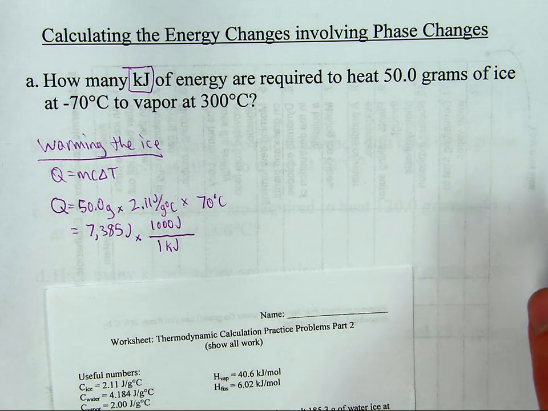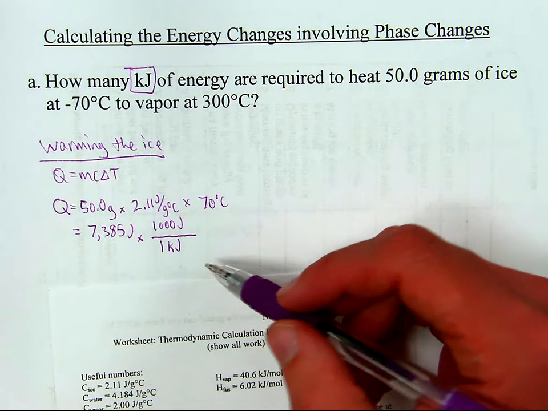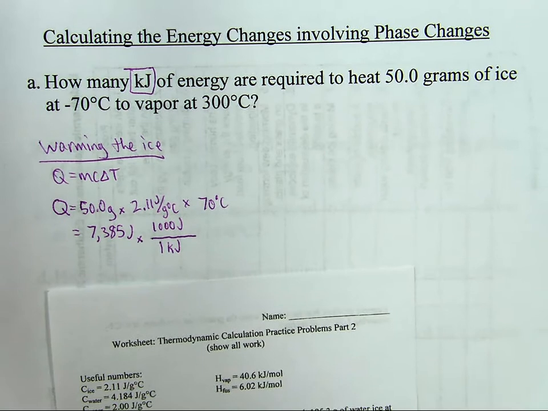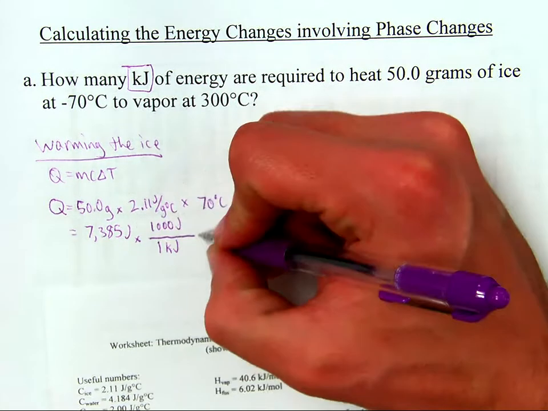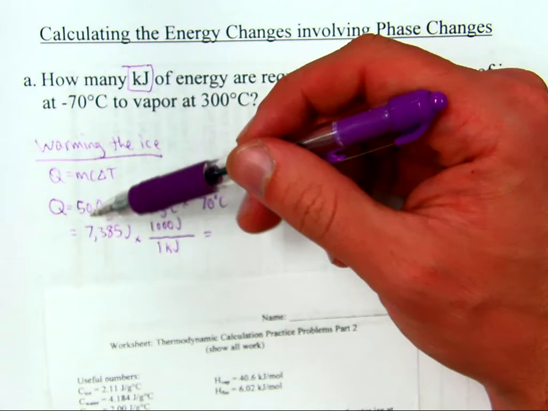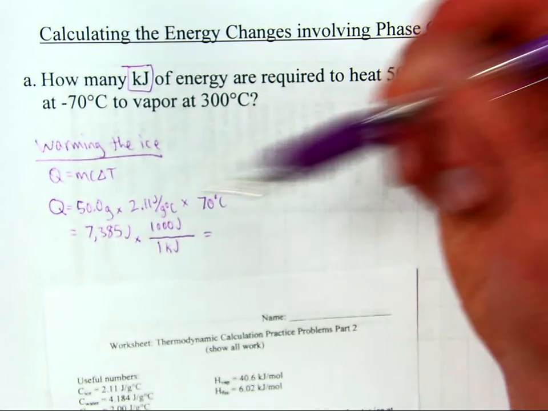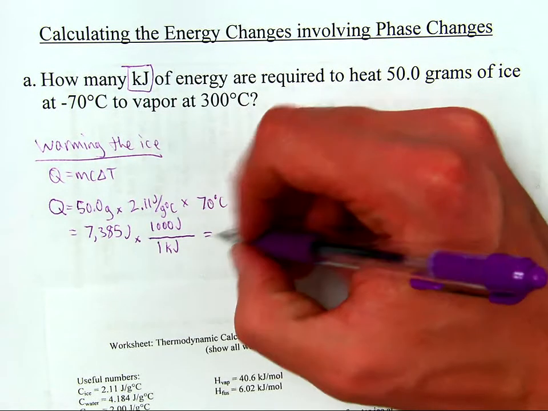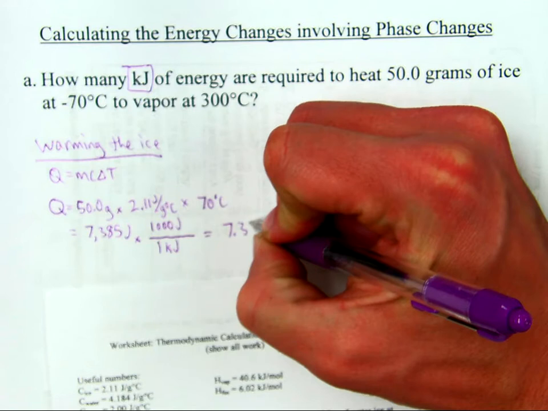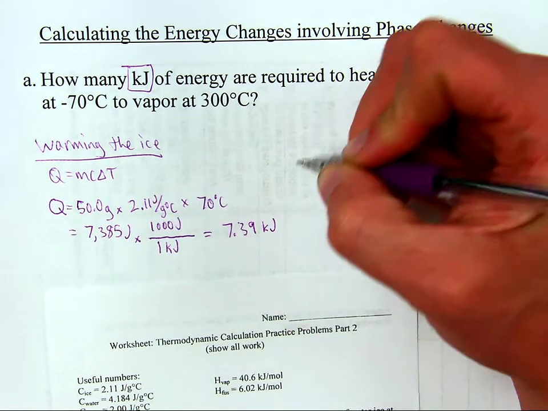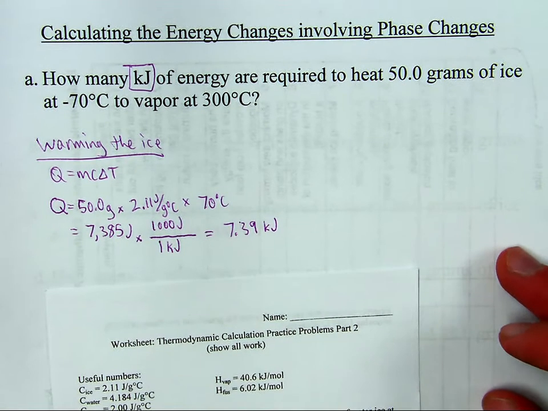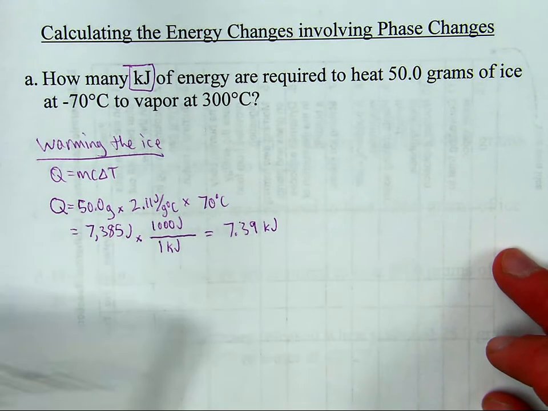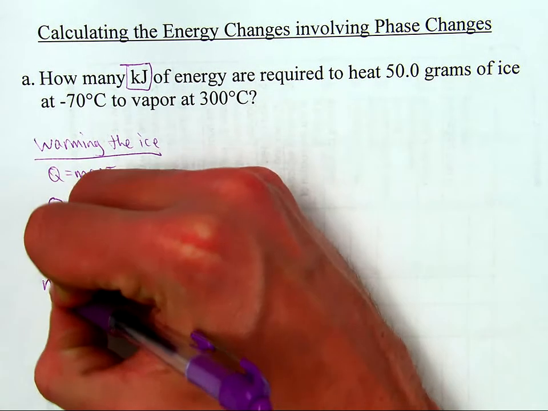Now, okay, that being done and said, let's see about what that comes out to. So actually, I'll take sig figs into account. 3 sig figs, 3 sig figs. So that means 7.39 kilojoules to warm the ice. Okay, that's the first calculation. There's going to be 5 calculations plus adding them all together. It's going to make 6 steps. Okay, step 2, melt the ice.